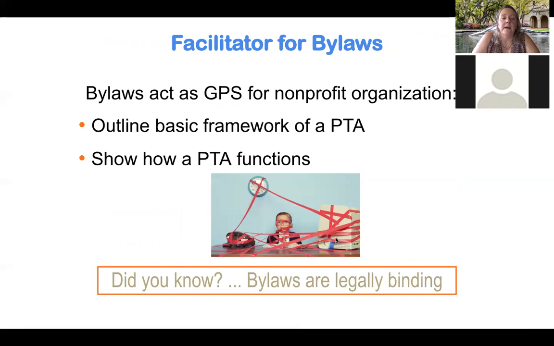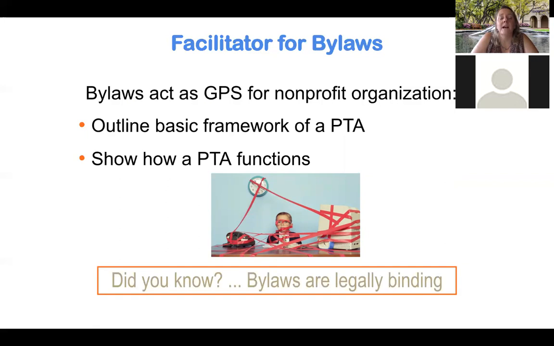So as the parliamentarian, you are the facilitator for your bylaws, and they're your framework for your PTA and how it functions. Bylaws are legally binding, so if you are not following your bylaws, for example, we all have insurance policies. The insurance policy may not pay out if you have not been following your bylaws. So it's very important to know the bylaws.